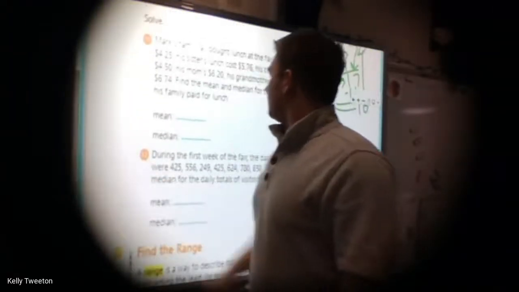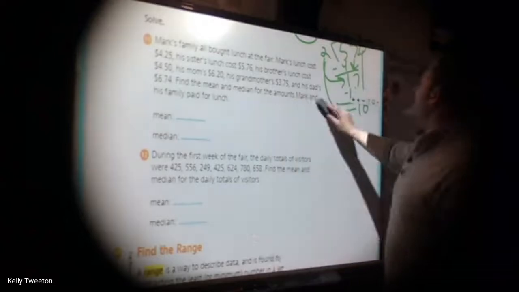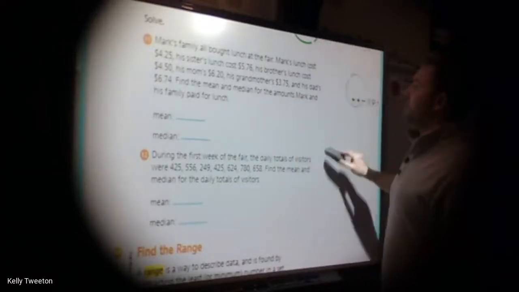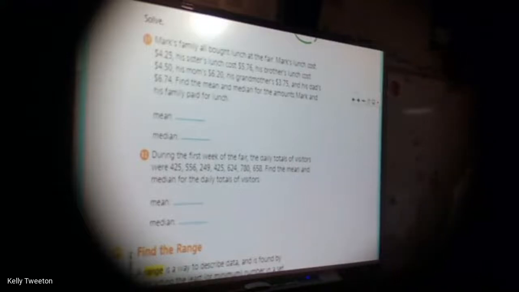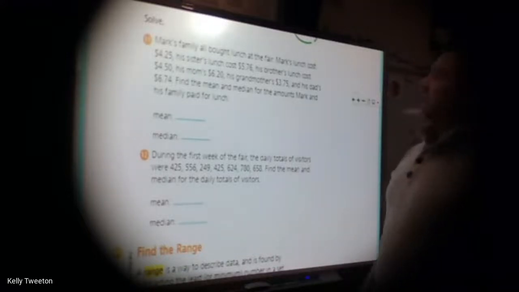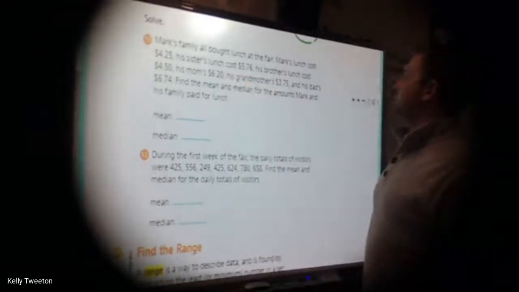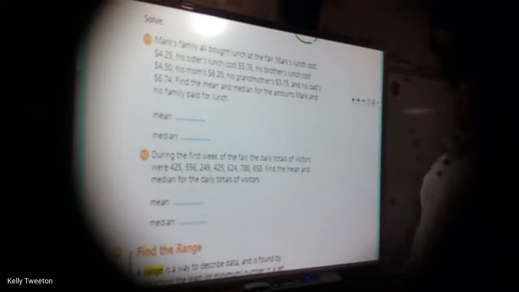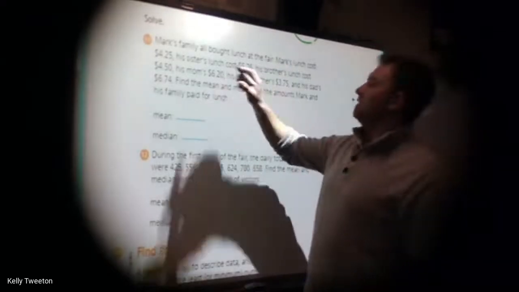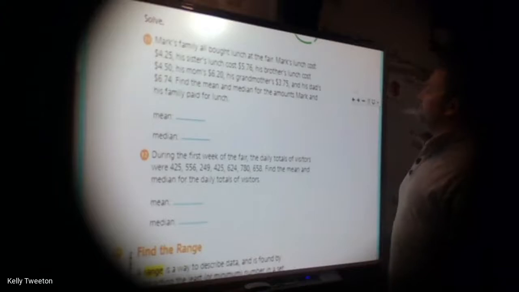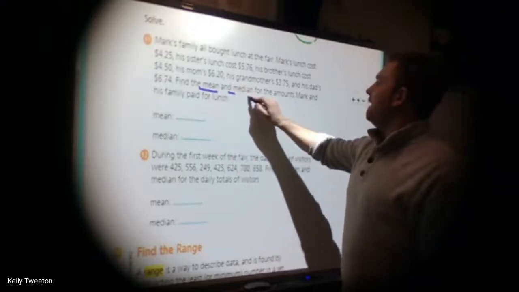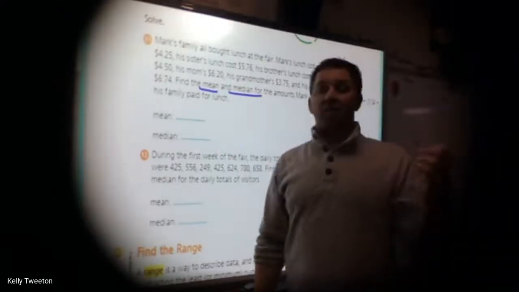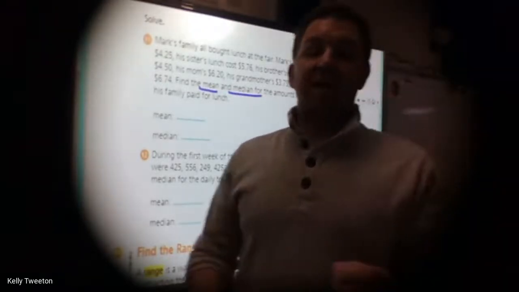We take a look at this one. Let's look at Mark and his family here. Mark's family all bought lunch at the fair. Mark's lunch cost $4.25. His sister's cost $5.76. His brother's cost $4.50. His mom's cost $6.20. And his grandmother's cost $3.75. His dad's cost $6.74. Find the mean and the median. They want us to find both of them.